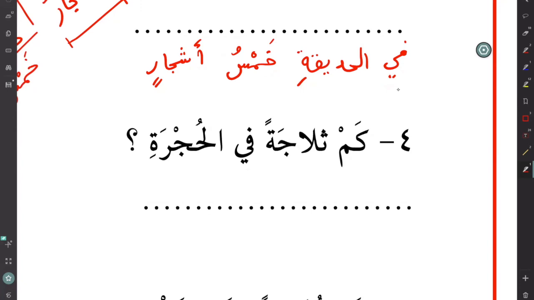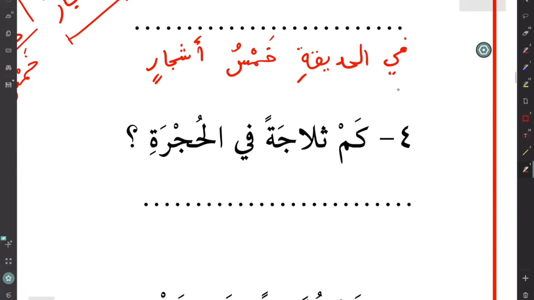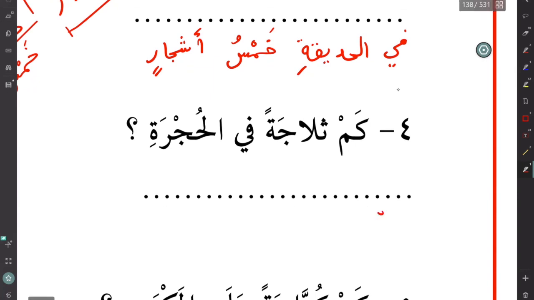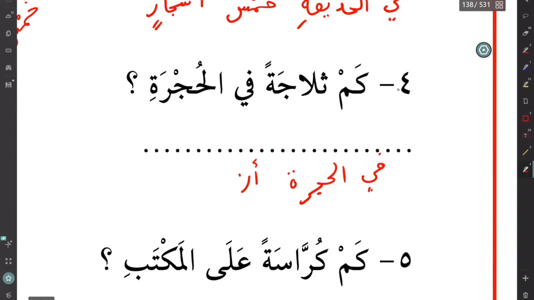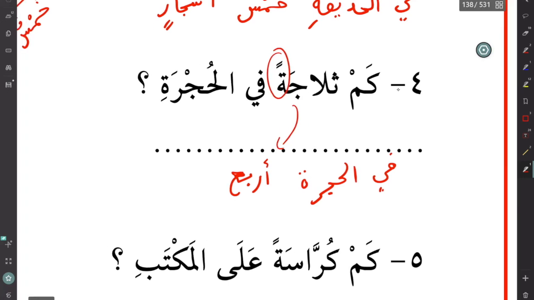So let's look at the next one. Kam thallajatan. Thallaja is what? Freezer, right? So your refrigerator. So you're saying how many refrigerators in the room, fil hujrati, okay? And you can say any number. You can say, for example, في الحجرة أربع. Well, nobody has four refrigerators anyway, but let's just say it. أربع. Why are we saying أربع? Because we have ta marbuta, so we have to use the opposite. Now, what is the plural for ثلاجة?